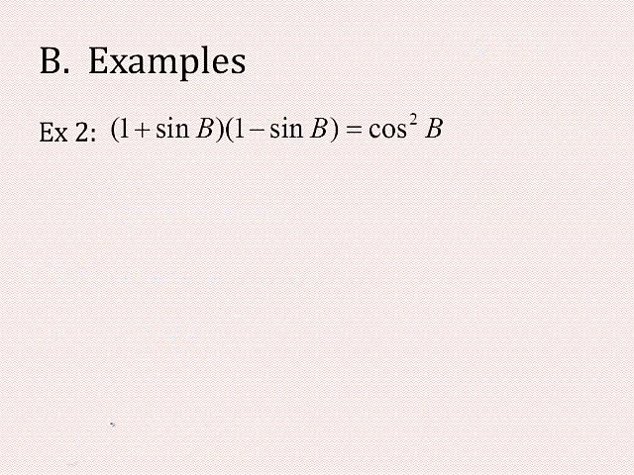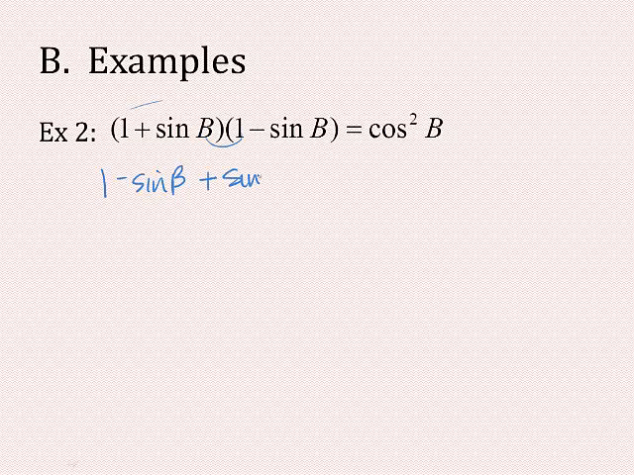Let's try this one. Okay, you've got parentheses and you've got binomials multiplied together. So what you're going to basically do is FOIL, guys. Just FOIL or box it, however you want to do it. First terms, I get 1 times 1 is 1. Outer, minus sine of beta. Inner, plus sine of beta. Last, I get negative sine squared of beta equals cosine squared of beta.